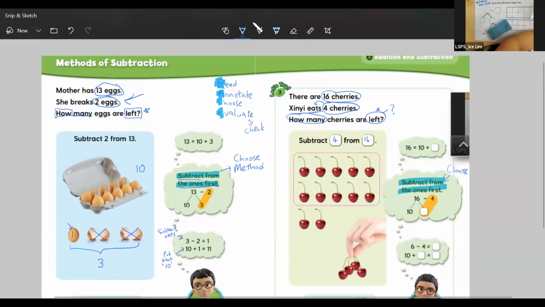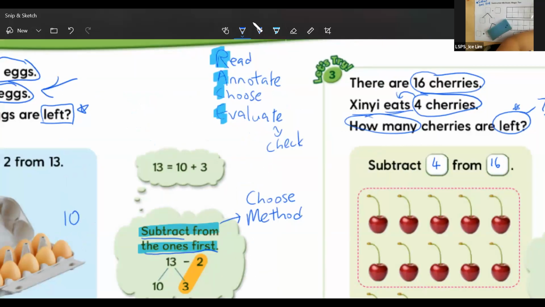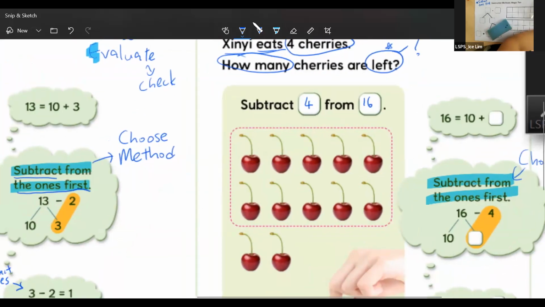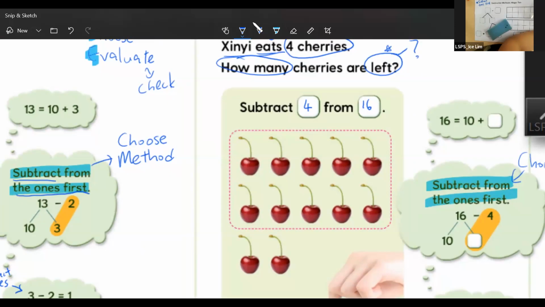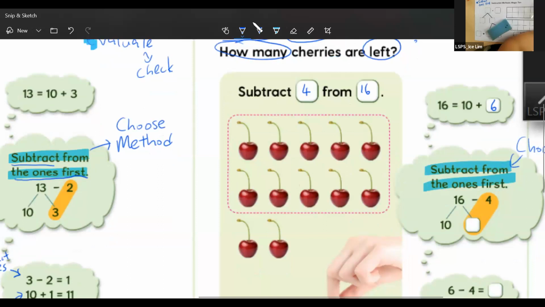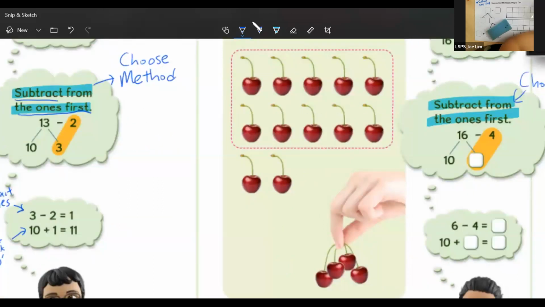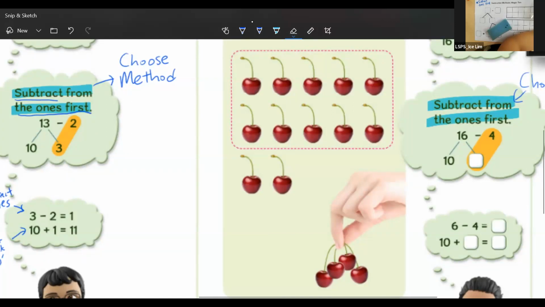Okay, for the race strategy, choose a method. The method is again subtract from the ones first. How do I do that? Because we know 16 equals 10 plus 6, I can ask the 10, okay, 10, you wait there first. Is it possible to take away 4 from 6? Yes, because 6 is bigger than 4. So I'm able to do 6 minus 4 first.